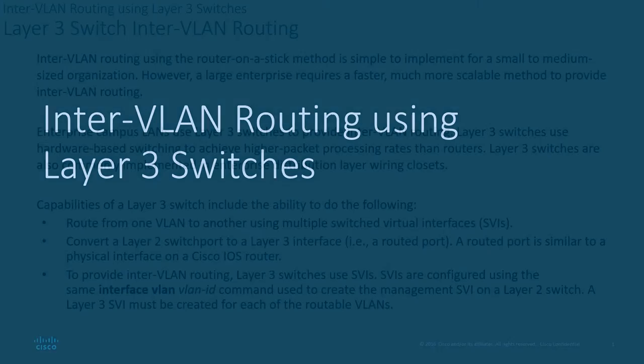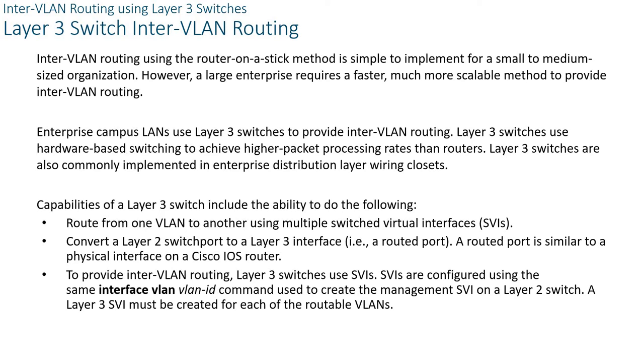Generally, modern enterprise networks rarely use router on a stick because it does not scale easily to meet the requirements here. In these very large networks, network administrators use layer 3 switches to configure inter-VLAN routing. Inter-VLAN routing using the router on a stick method is simple to implement in a small to medium size organization. Enterprise campus LANs use layer 3 switches to provide inter-VLAN routing.